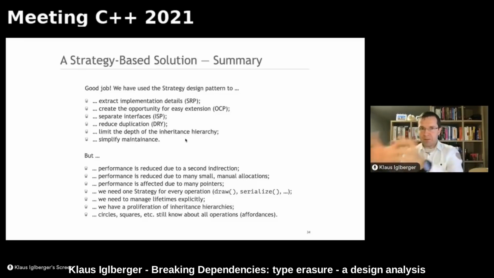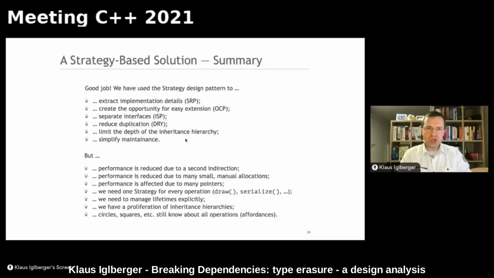Yes, we have extracted implementation details, but we have not really extracted the knowledge about these affordances, to use the terminology of Arthur Dwyer. We still know about all of these details, and that actually creates all of this unnecessary overhead. How much nicer would it be if we could completely extract this knowledge? How much better it would be for us if a circle would just be a circle and everything else is just plugged in a different way?